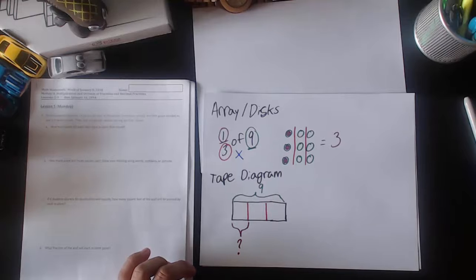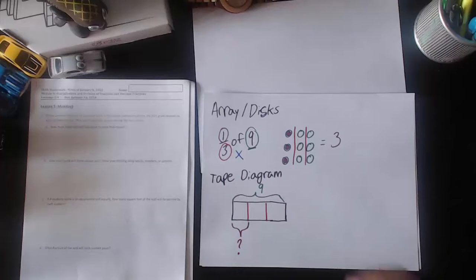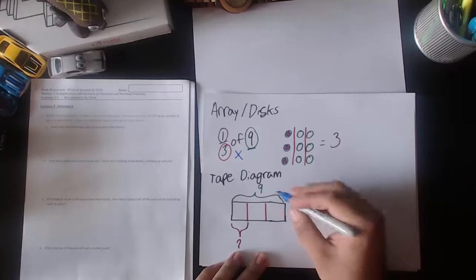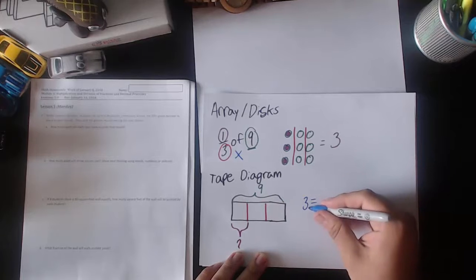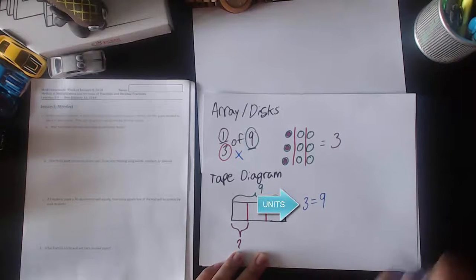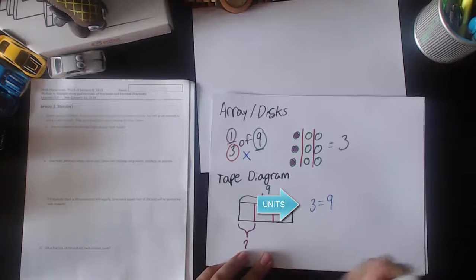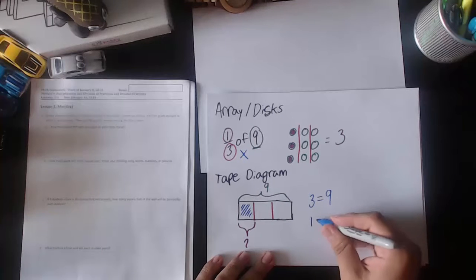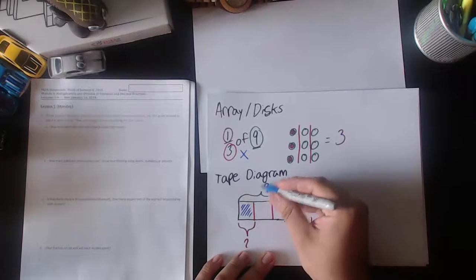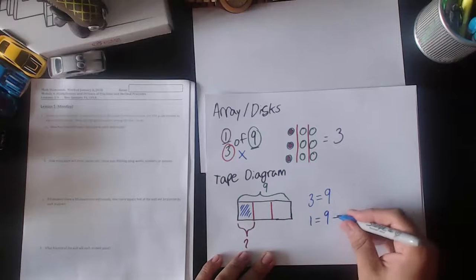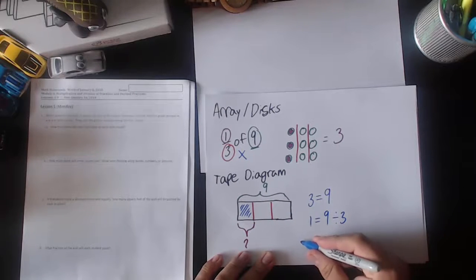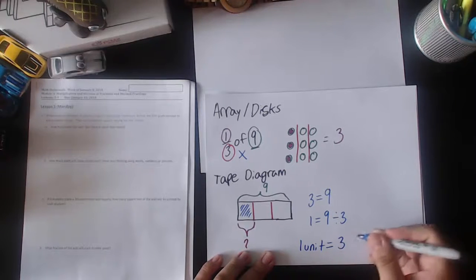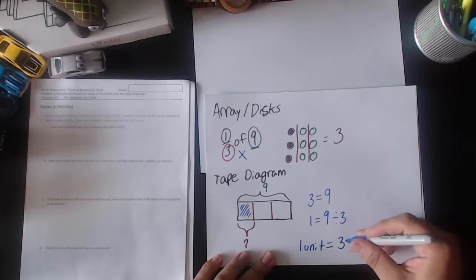To solve for this problem, we know that 3 parts, 1, 2, 3, equals 9. 3 parts equals the whole. Now, we must solve for one of these parts. 1 equals 9, our whole, divided by the parts, to give us that 1 unit equals 3. Because 9 divided by 3 is 3.